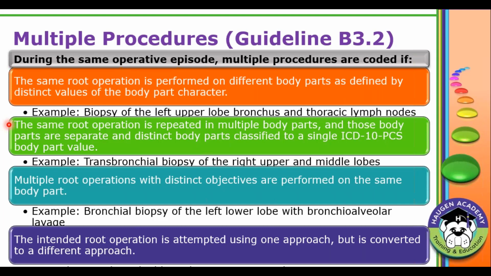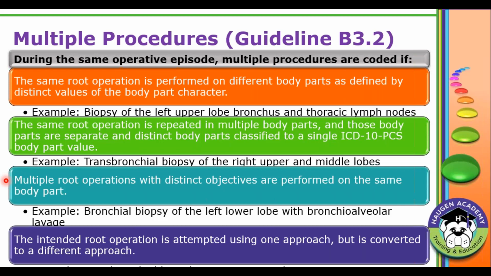Now, when I read that, it sounds very similar to the first part of the guideline, but the example that I've given here is a transbronchial biopsy of the right upper and middle lobes. And I know I didn't say of what here, let's just say it's lung. They did a biopsy of 2 lung lobes, but they happen to be 2 separate lung lobes. They have different body part characters, therefore they get separate codes.